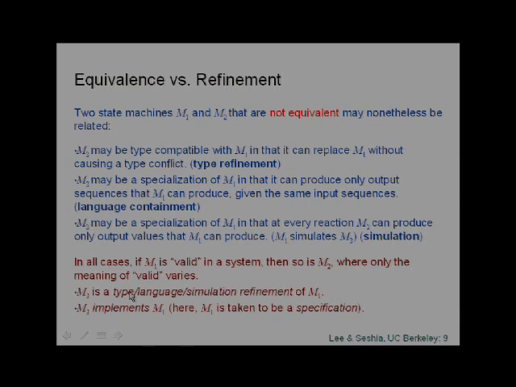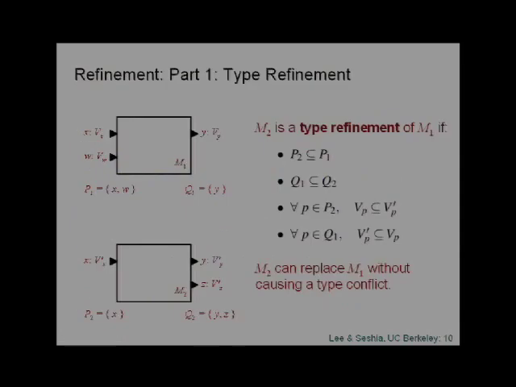The first kind of refinement is called type refinement, and here's an example. Let's say I have machine M1. We're talking about types, so we don't really care about what's inside the box. We're looking at the interfaces. Machine M1 has two input ports, X and W, and it has one output port Y. And machine M2 has only one input port, X, and it has two output ports, Y and Z. Now let's think about whether you can replace M1 with M2, or M2 with M1, the other way around. Let's say you have a system that uses M1 and you want to instead plug in M2 for M1.